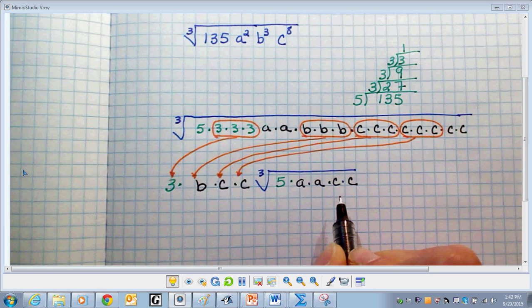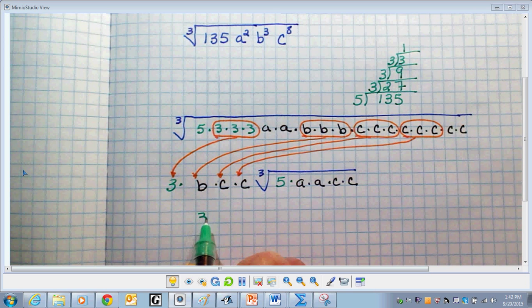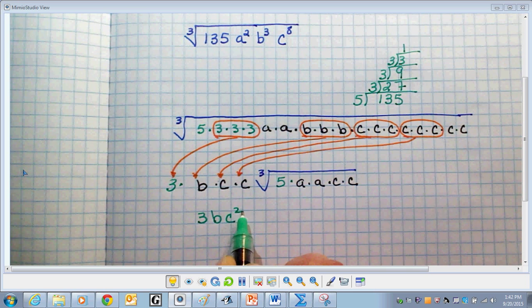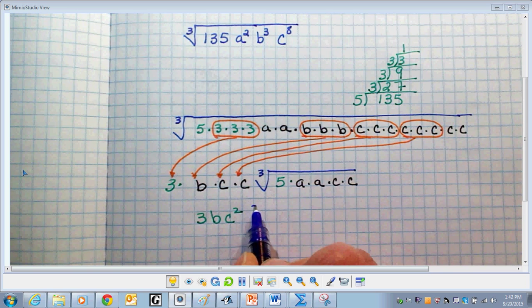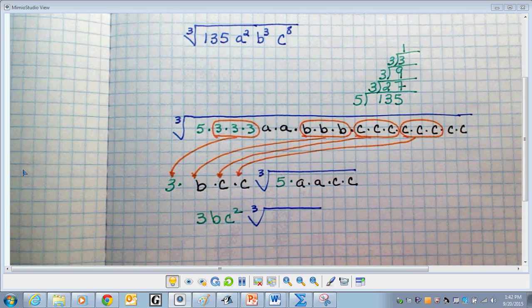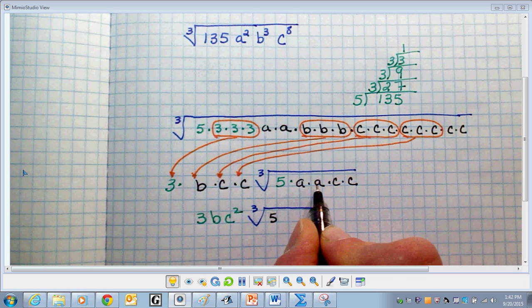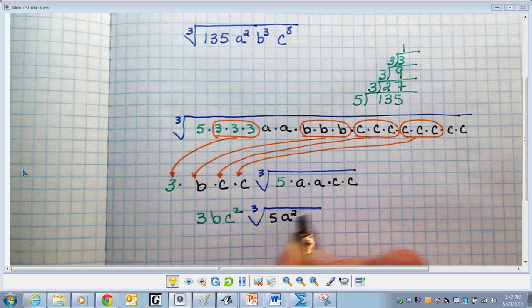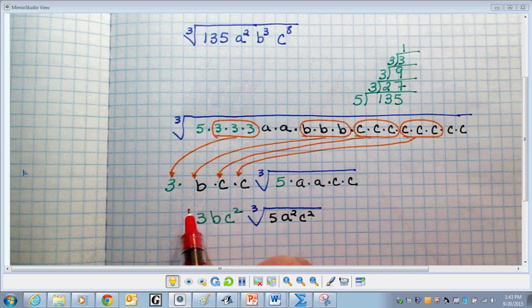So now I have to rewrite this to clean it up. So this is just 3 by itself times B times C squared, because C times C is C squared. And then I have the cube root of, here I have just a 5. And then I have A times A, which is A squared, and C times C, which is C squared. So I have just simplified the cube root of all of this, and this is my answer right here.